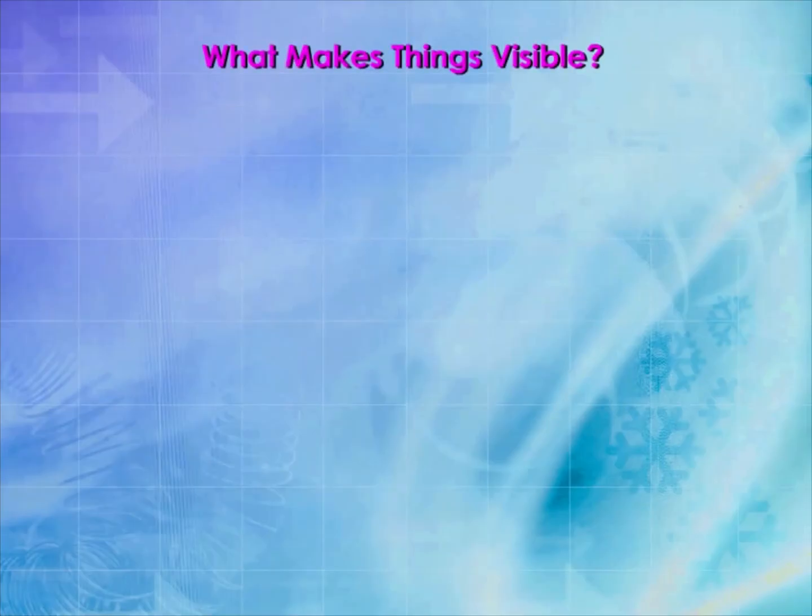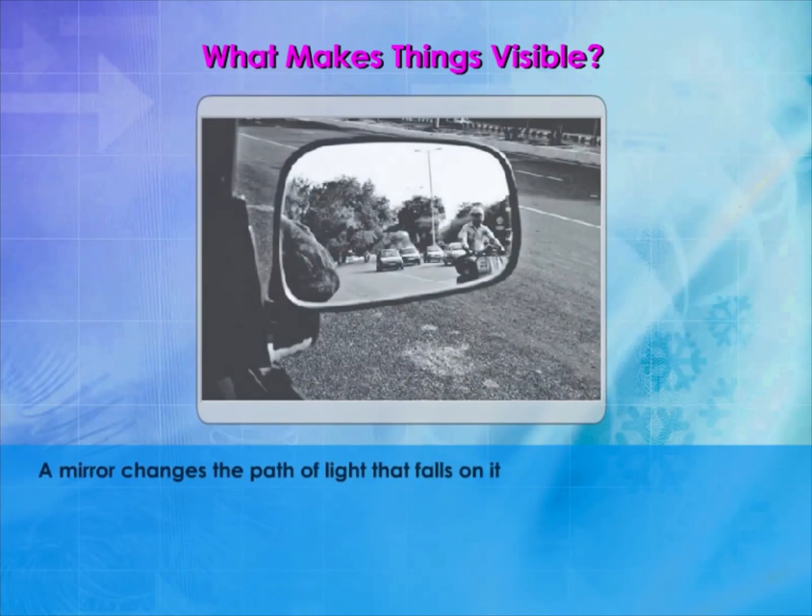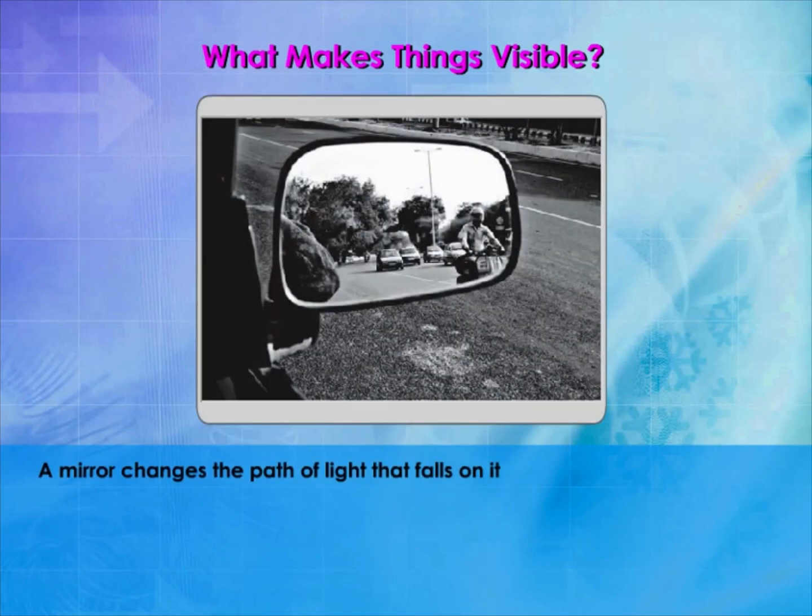What makes things visible? We know that we can see various objects through our eyes, but we cannot see objects in the dark. It means that eyes alone cannot see any object. It is only when light from an object enters our eyes that we see the object. The light may have been emitted by the object or may have been reflected by it. We have learned that a polished or shiny surface can act as a mirror. A mirror changes the direction of light that falls on it.